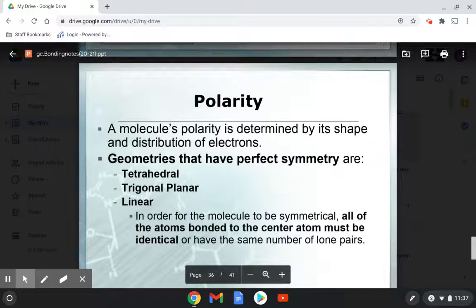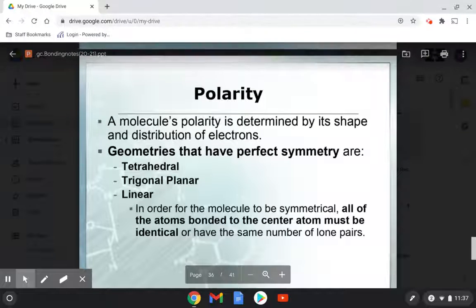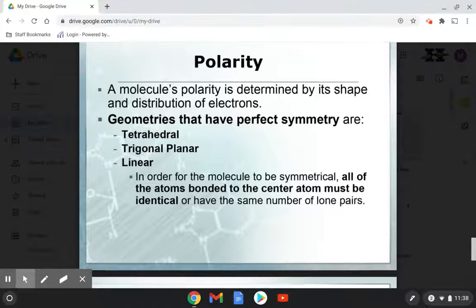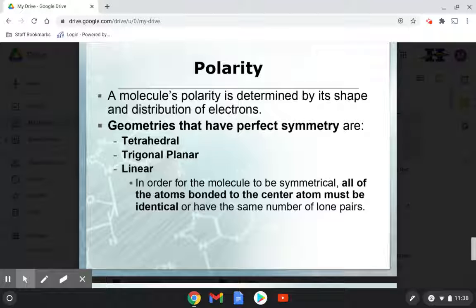With polarity, a molecule's polarity is determined by its shape and distribution of electrons. Geometries that have perfect symmetry are tetrahedral, trigonal planar, and linear. In order for the molecule to be symmetrical, all of the atoms bonded to the center atom must be identical or have the same number of lone pairs. So again, this goes over the geometry and the polarity that we see with different structures.